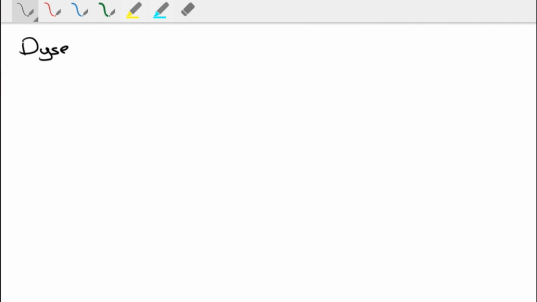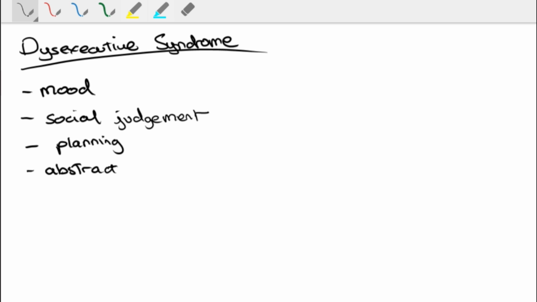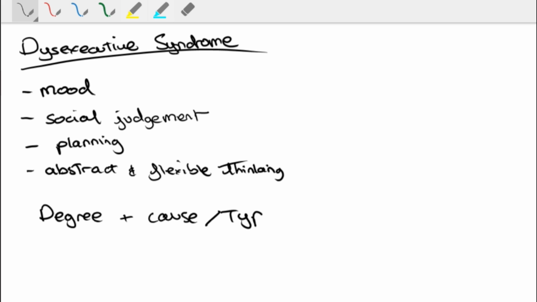Damage to this region of the brain can result in what is known as dysexecutive syndrome, which is basically when you will find problems with your mood and social judgment, planning, abstract and flexible thinking, controlling your behavior such as controlling certain impulses, and how you use your memory. It's not to say that damage to the dorsolateral prefrontal cortex will definitely make these functions a lot worse. It definitely depends on the degree of damage, or what was the cause or type of damage done.